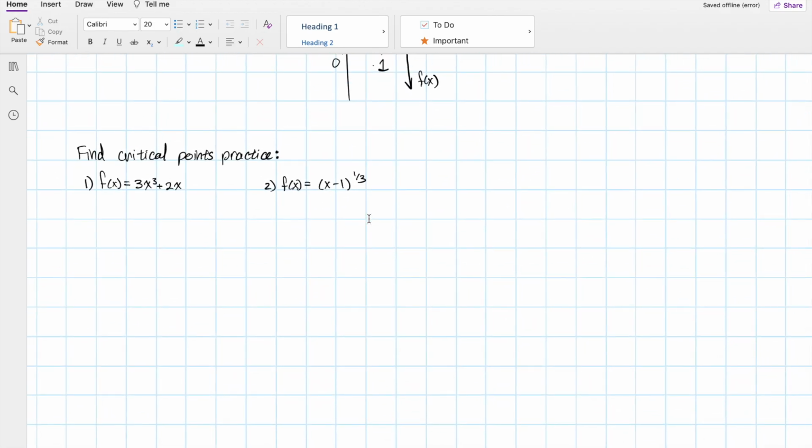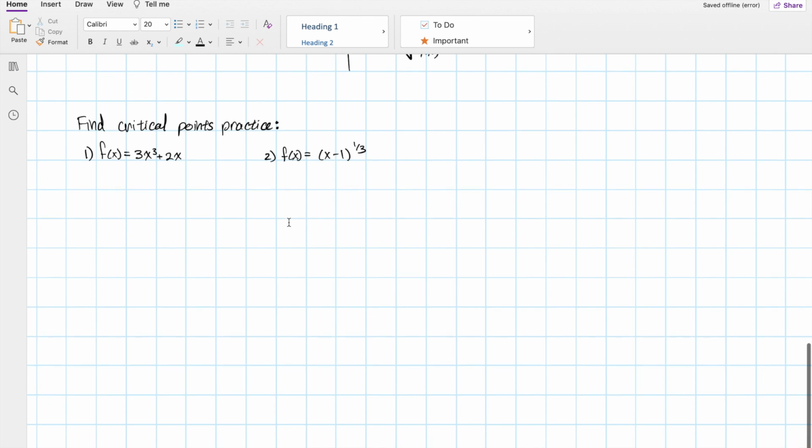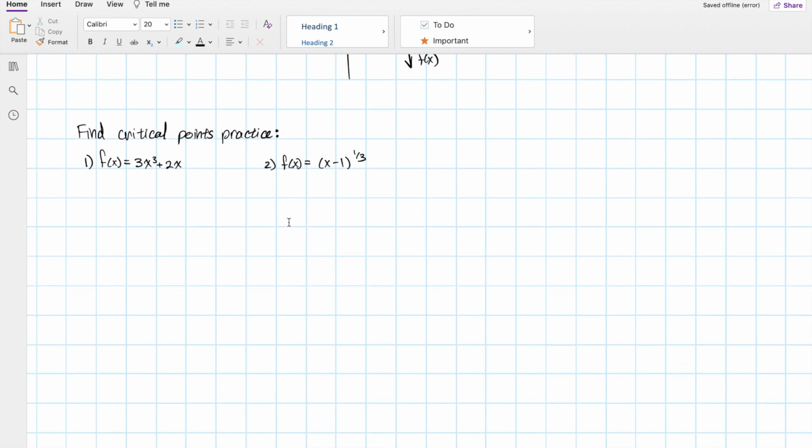Welcome back. Now we're going to do some practice by finding critical points. So again, for the first one, I'm going to write down the steps because I know that helps some people. Step 1, find the derivative. Step 2, set the derivative equal to 0. Step 3, solve for x.